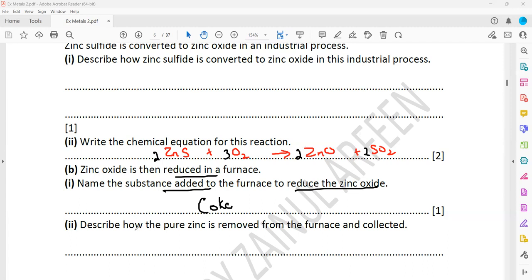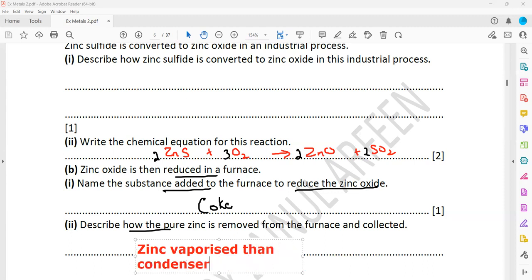zinc metal. Describe how pure zinc is removed from the furnace and collected. So what happens? The temperature of the furnace is normally higher than the boiling point of zinc. So first the zinc will vaporize, and then it will condense at the top of the furnace. This is what we do in the extraction of zinc.